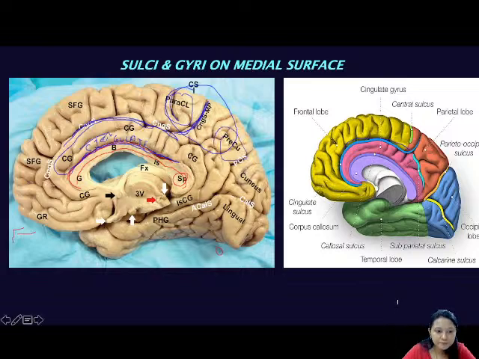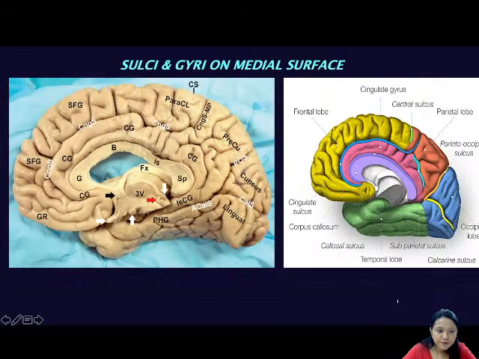Just let me show you with the laser. So behind this twig you have the precuneus, and then you have a sulcus that is known as the parieto-occipital sulcus, and behind the parieto-occipital sulcus you have the cuneus. After that comes your calcarine sulcus, and after that the gyrus is known as the lingual gyrus.